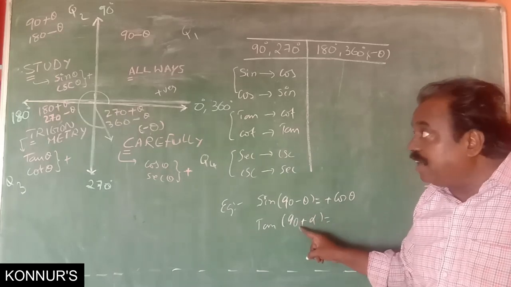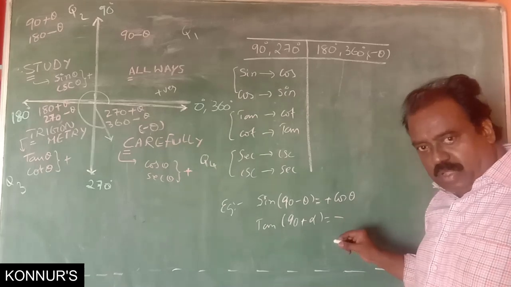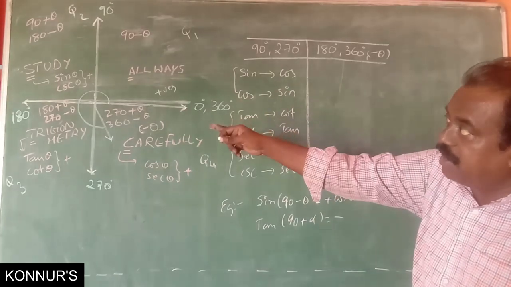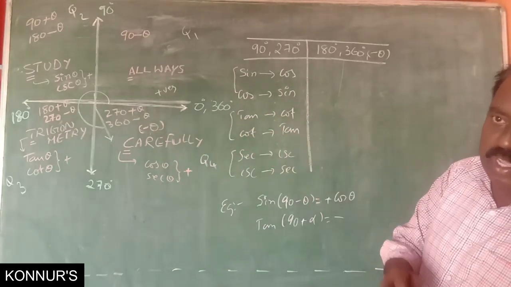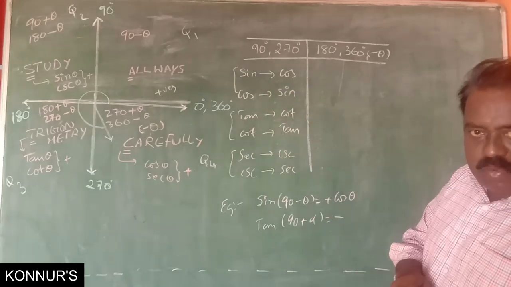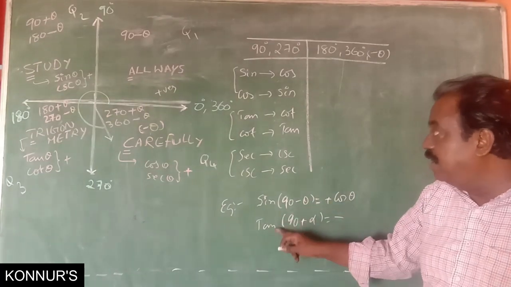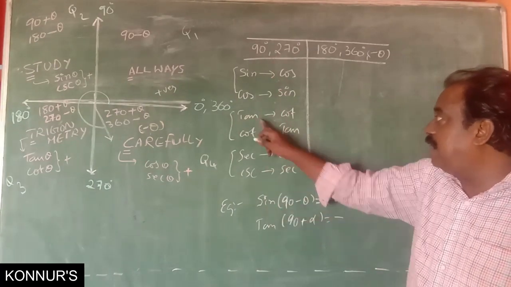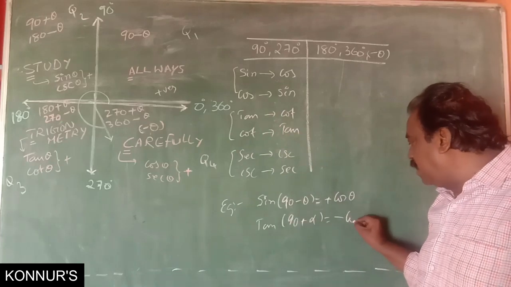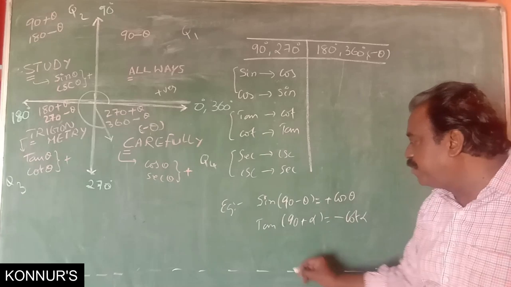90 plus alpha, second quadrant, we know it. In the second quadrant, tan is negative. Of course, the table gives positive or negative, plus or minus. This table gives the same ratio or the opposite ratio. If 90 is there, tan becomes cot. This is alpha. You write alpha, not theta.